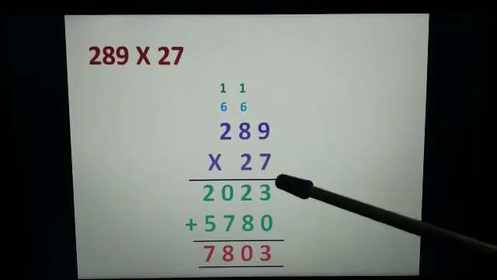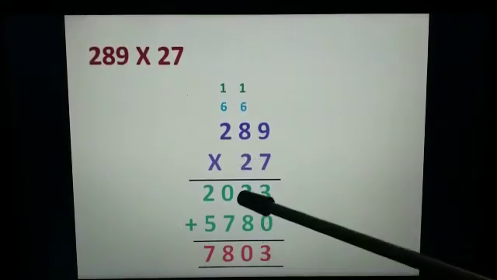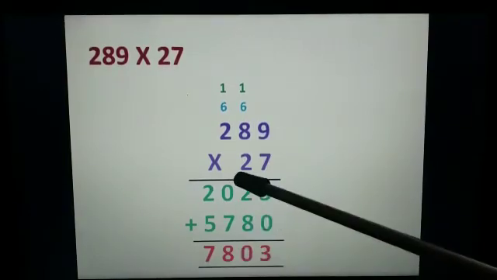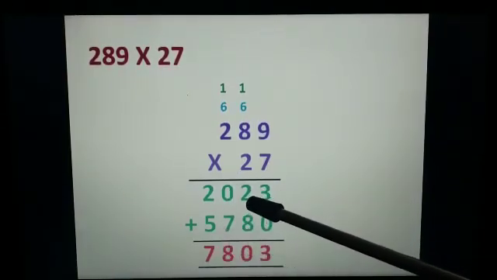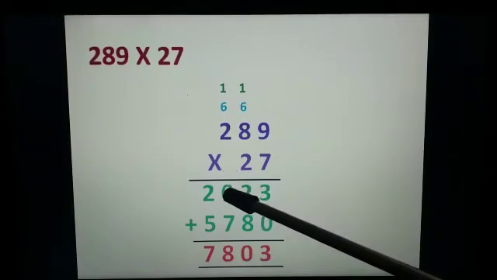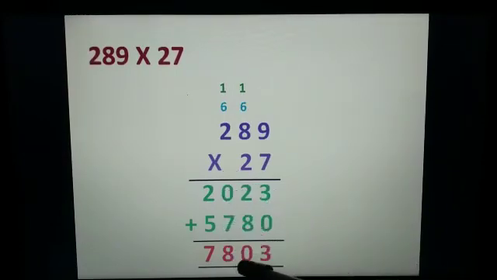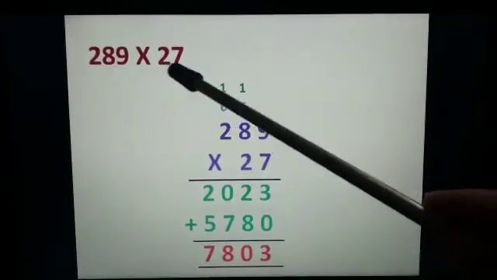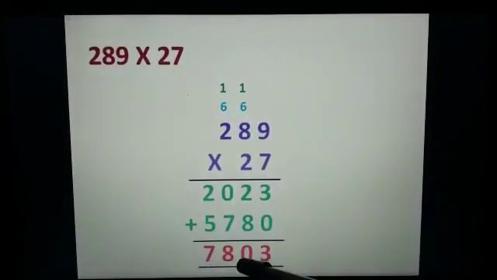Now to get the final answer, we have to add these two numbers. So we will add 3 plus 0, 3. 2 plus 8 is equal to 10. 0 will be here and 1 will be carried over here. Now 1 plus 0, 1 and 1 plus 7 is equal to 8. Now 2 plus 5 is equal to 7. So the product of 289 into 27 is 7,803.